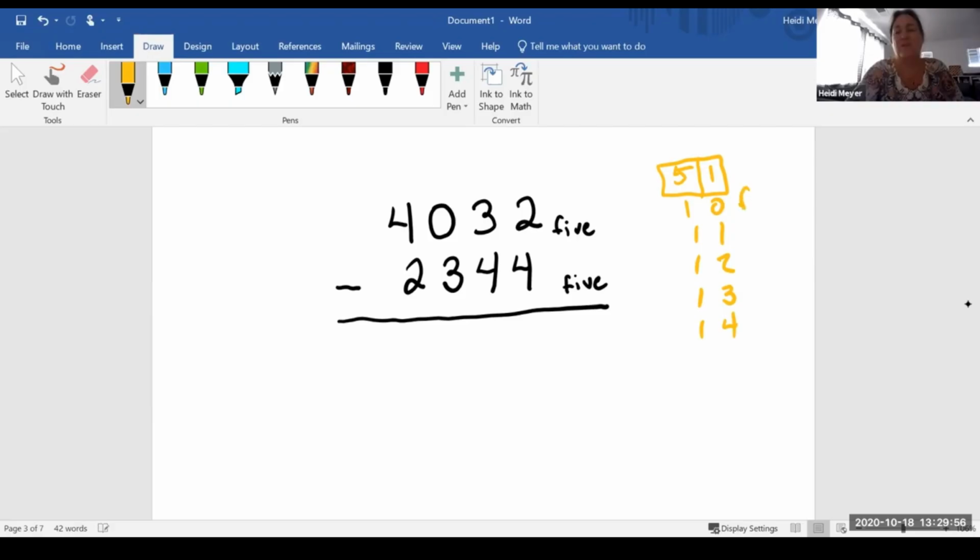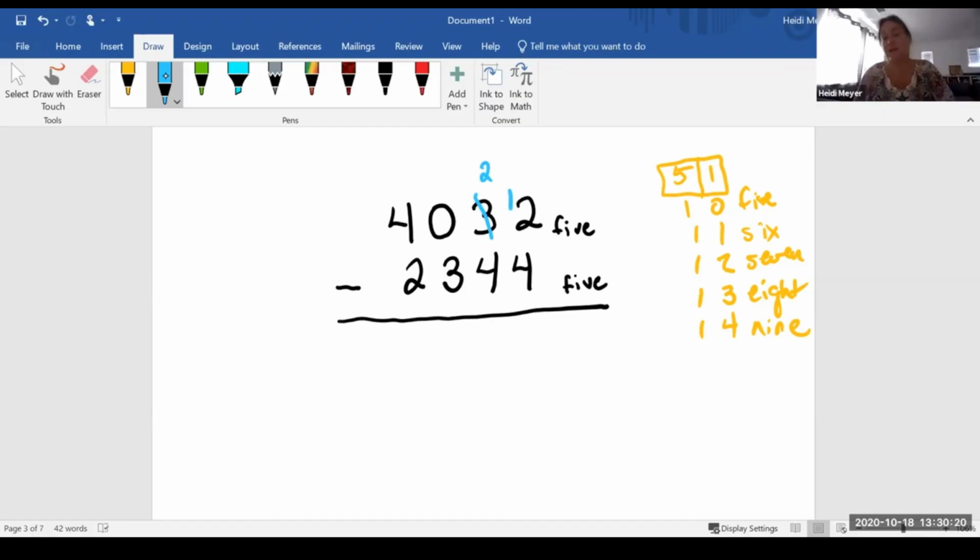First, we have a 5 and no ones. Then we have 5 plus 1, which is 6. 5 plus 2 is 7. 5 plus 3 is 8. And 5 plus 4 is 9. Starting in the ones place, I cannot take 4 away from 2. So I'm going to borrow, which looks just like your standard subtraction process in base 10, except a 1, 2 is not a 12, it is a 7. So what we have in the ones place is 7 minus 4, which is 3.